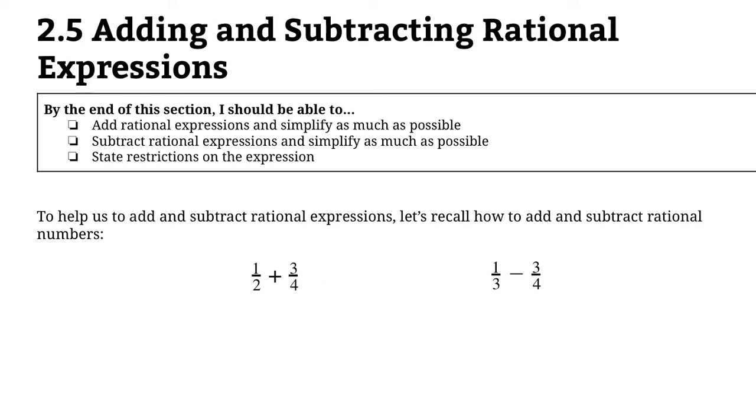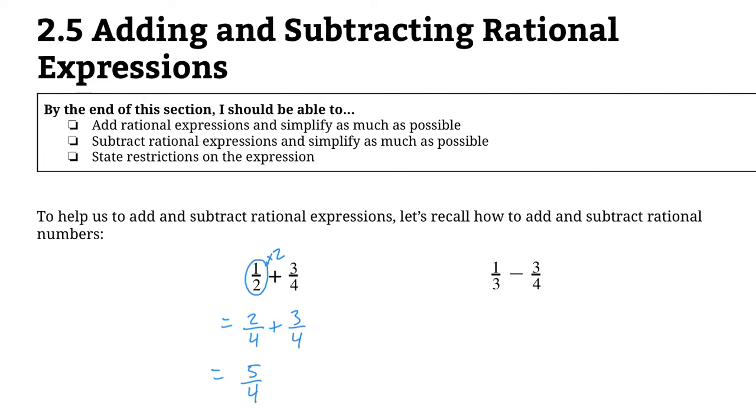So we're looking for the lowest common multiple between 2 and 4, and that happens to be 4. So we're going to take our first fraction and multiply both the numerator and denominator by 2. Because when we multiply both numerator and denominator by 2, our denominator is going to be 4. So our new fraction is 2 over 4, and that means we can add 3 over 4. So this then just becomes 5 over 4.